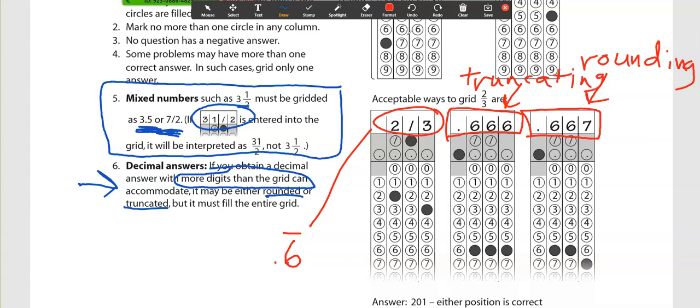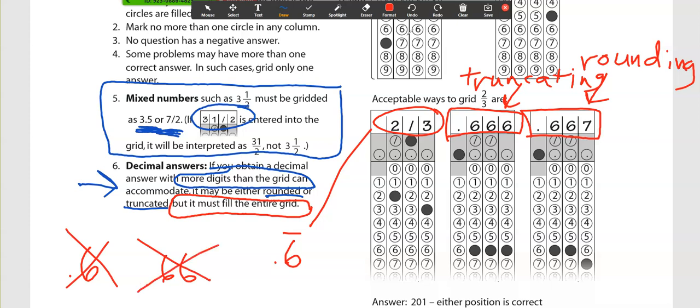So they will take either one of those. Let me show you an answer that they will not accept. 0.6. They will also not accept 0.66. Now, you may say to me, well, Mr. Staley, why won't they accept those answers? Because of the last statement they make here. If it is a decimal that has more digits than the grid can accommodate, you must fill the entire grid. That's why they'll take 0.666 or 0.667, but they're not going to take either one of those.